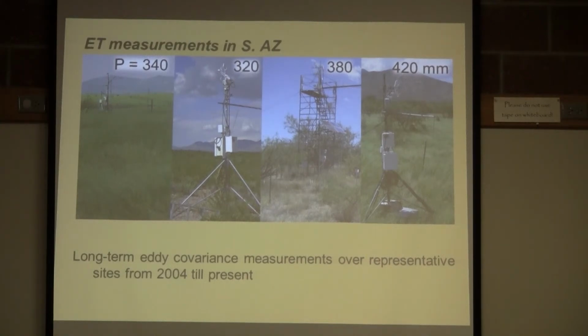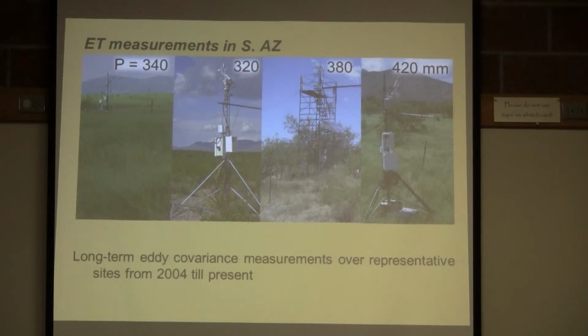So I've been making measurements in these upland areas for the past 10 years or so. Some sites maybe the past 6 years. I have 4 sites in the upland areas. This is Walnut Gulch, grasslands, upper parts of Walnut Gulch. Kendall grassland is precipitation, 340 millimeters.